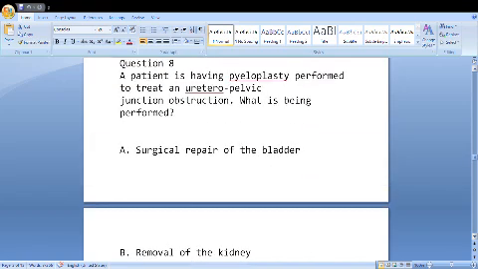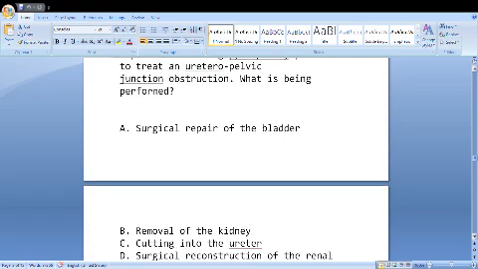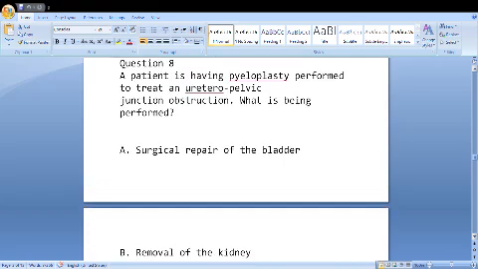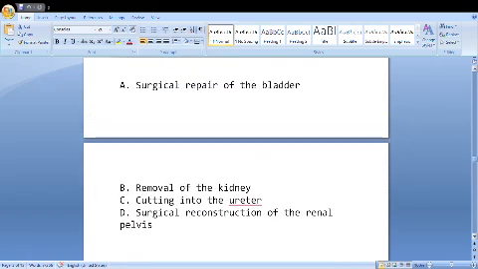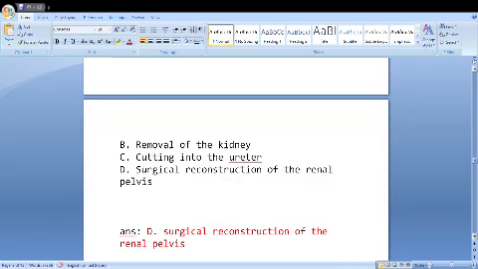Here we can directly eliminate 2 options, removal of the kidney and cutting into the ureter, because the question is asking about pyeloplasty. Plasty means repair. So there are 2 options remaining, option A and option D. Option D is the right answer. Surgical reconstruction of the renal pelvis is the right answer.